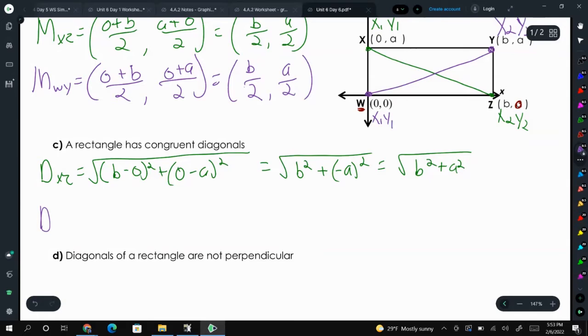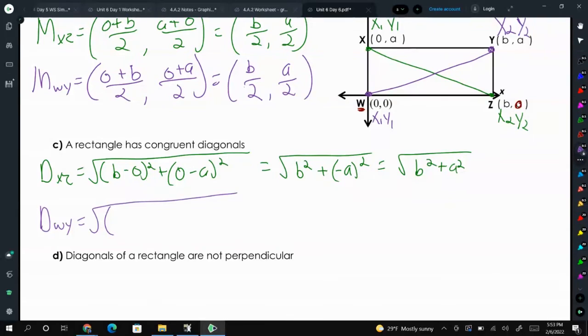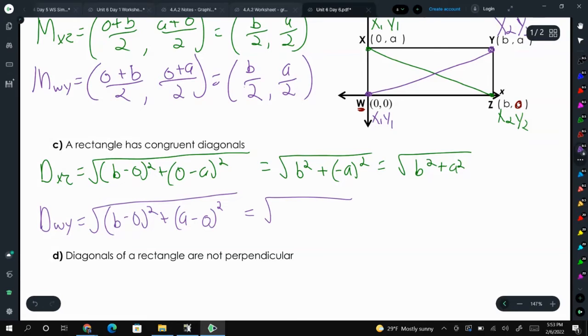Now we're going to find the distance of wy. So the length of wy, or the distance between w and y, we have x2, b, minus x1, 0, squared, plus y2, a, minus y1, 0, squared. b minus 0 is b. a minus 0 is a. So we have b squared plus a squared, and you can see that these are exactly the same. So we know that the diagonals are congruent.